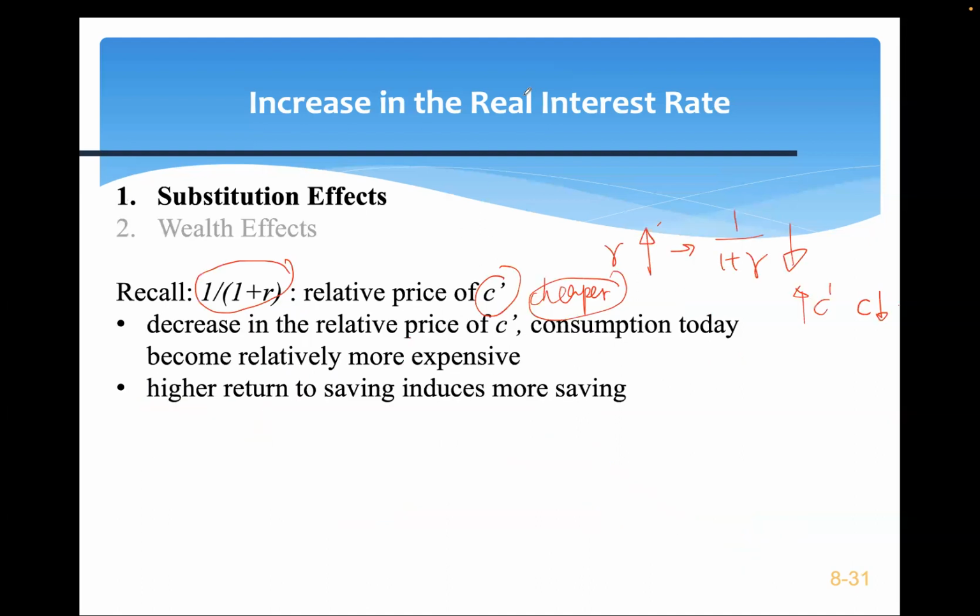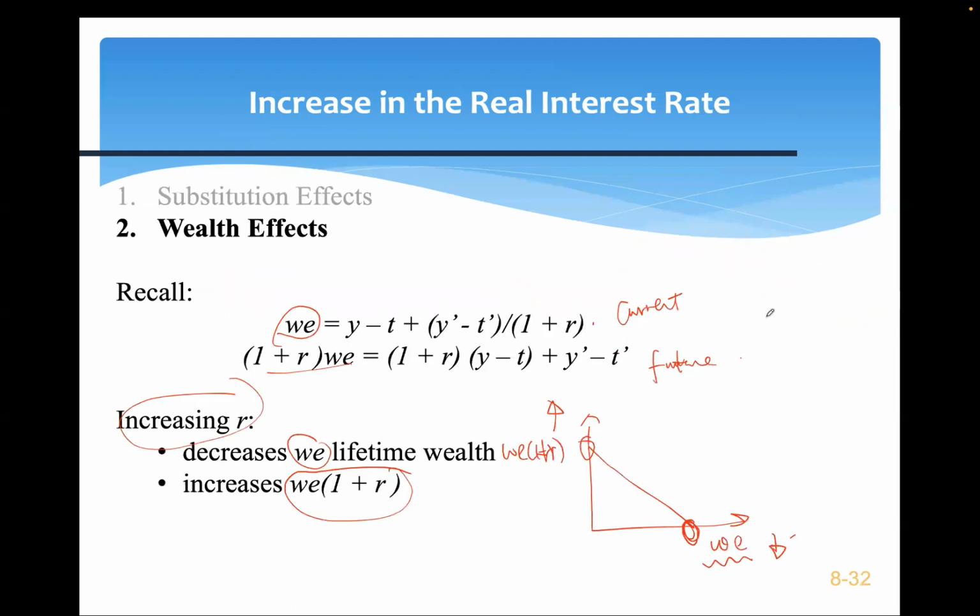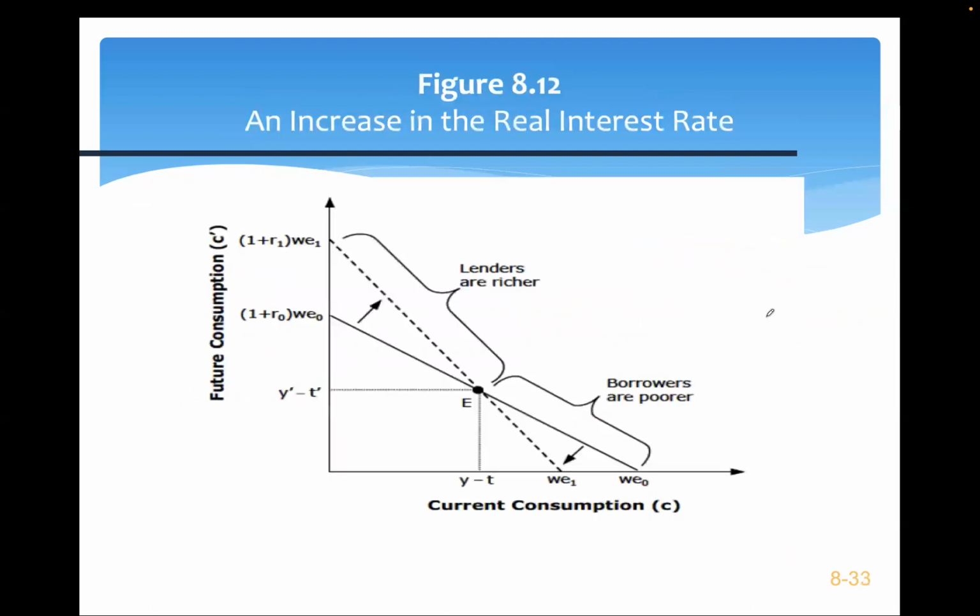Let's go back. First, there's a substitution effect. The substitution effect says an increase in interest rate is going to lead to a decrease in C today, but an increase in C prime in the future. On the other hand, there's a wealth effect, but the wealth effect is going to depend on who you are. Now let's use a diagram to explain why it depends on who you are.